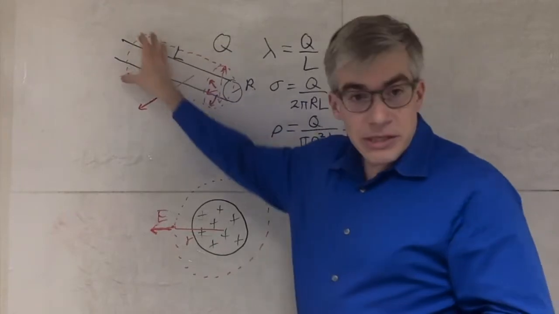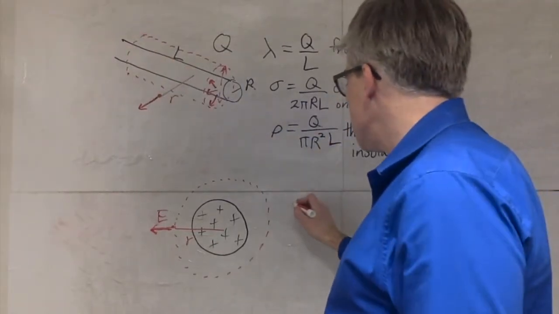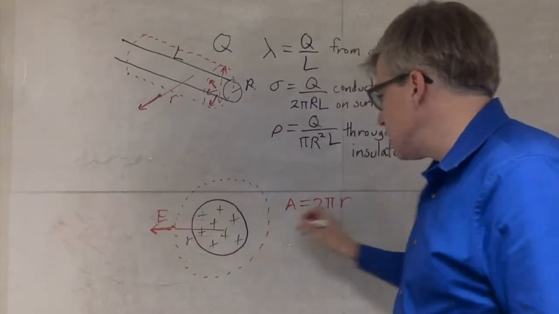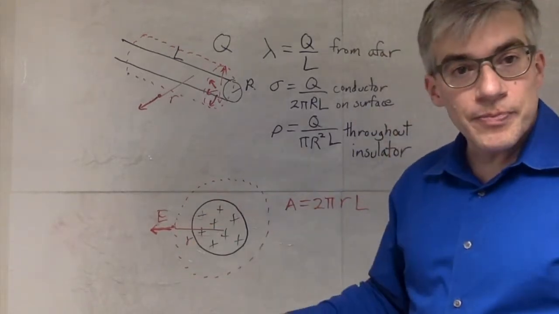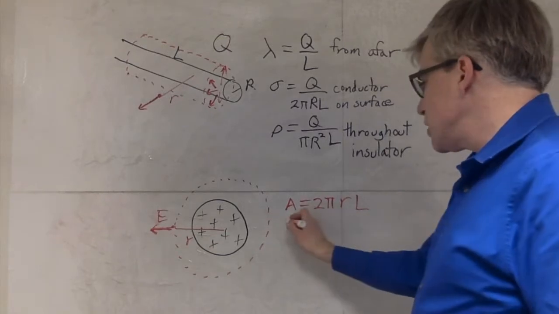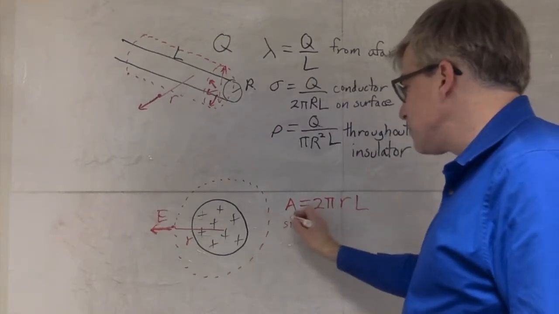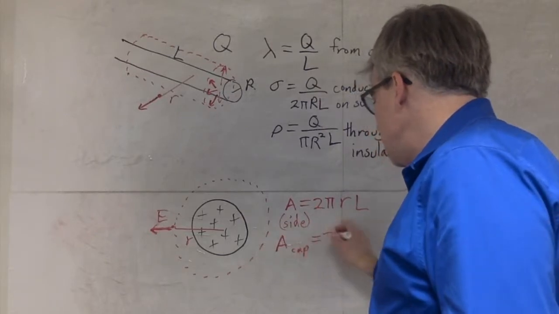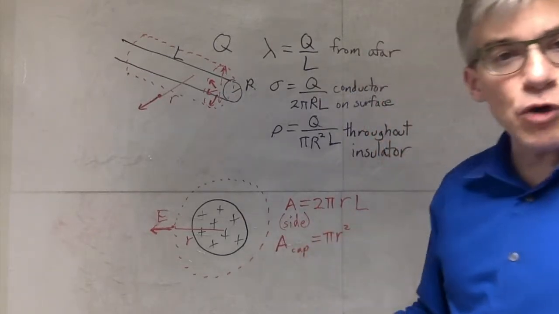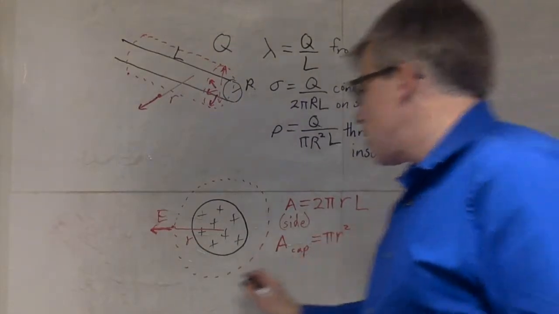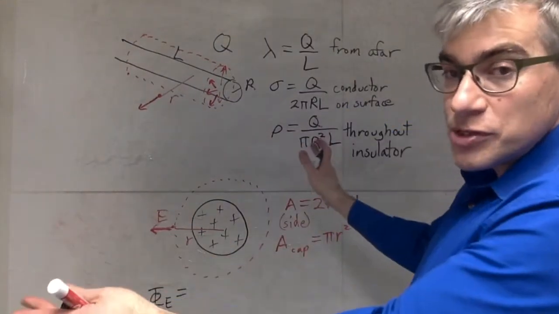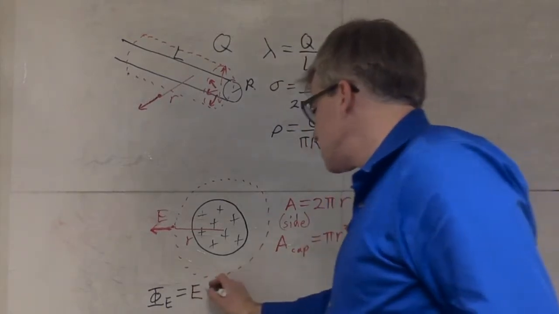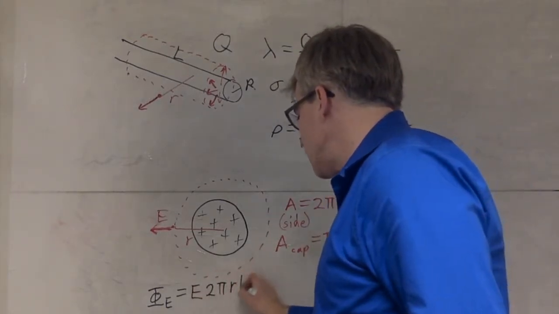So we're making a cylinder. Our Gaussian surface is going to have an area 2 pi little r around times length long. And that is essentially the area of the side. The area of a cap would be pi r squared, but that's going to make no flux, which means that our electric flux coming out of this surface is going to be electric field times 2 pi r times L.